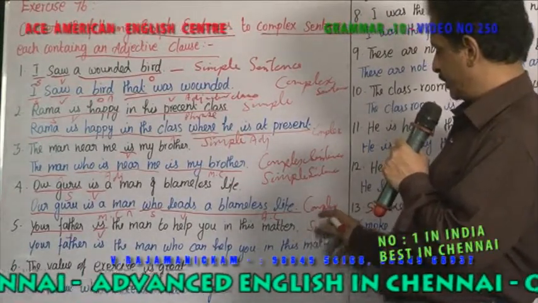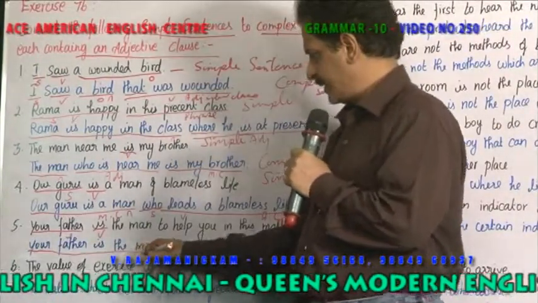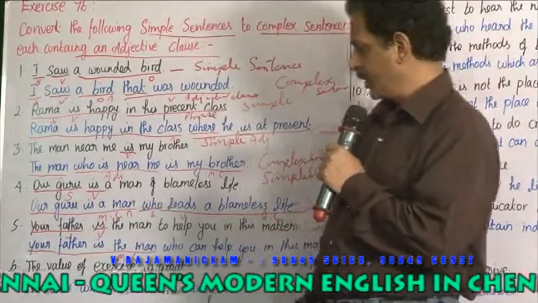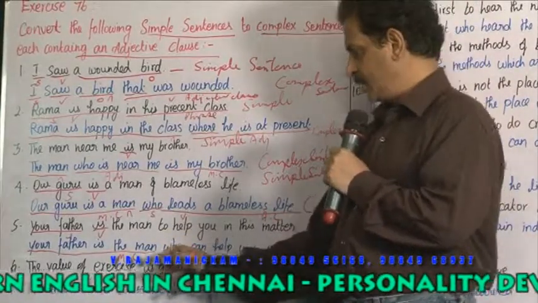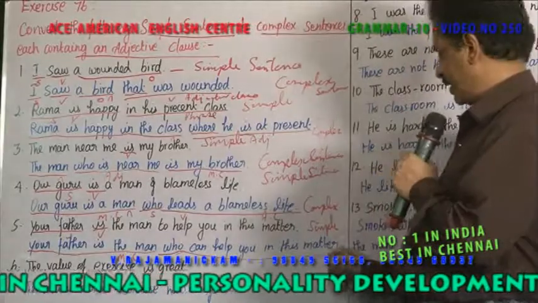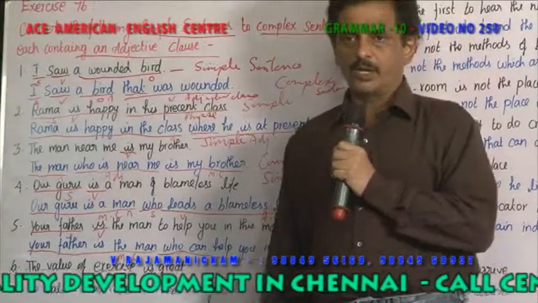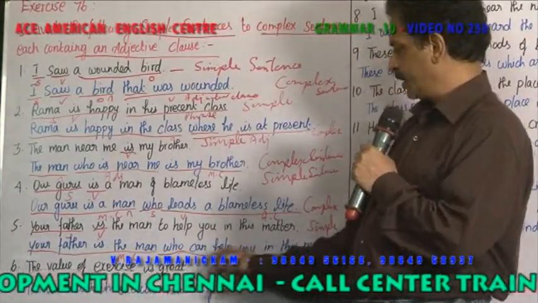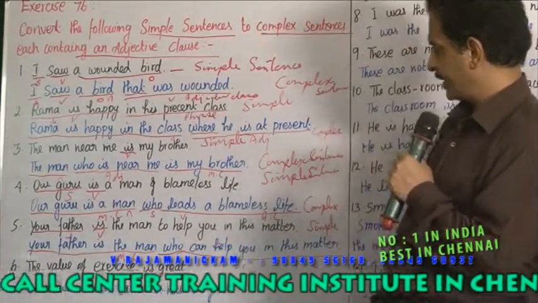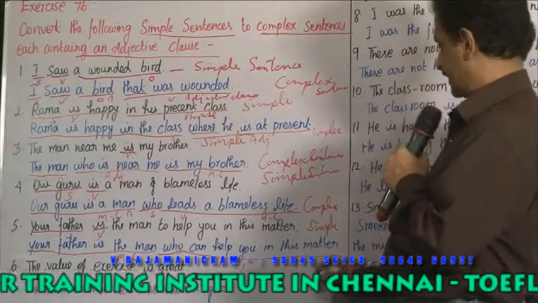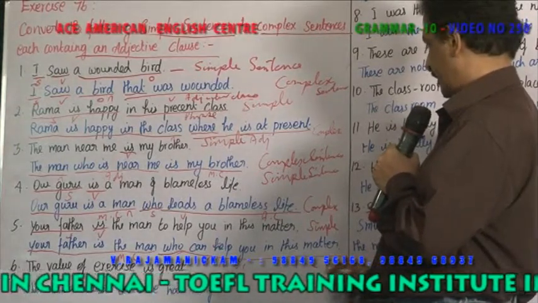So how do you change it into a complex sentence? Your father is the man. It is the main clause. It gives a complete meaning. Who can help you in this matter? This "who" stands for what? Father, man. So "who can help you in this matter" becomes an adjective clause. This entire clause describes or qualifies the noun man. Which is the verb here? "Can help" is the verb. So this becomes a complex sentence. Complex means what? One sentence depending upon another sentence is called a complex sentence.